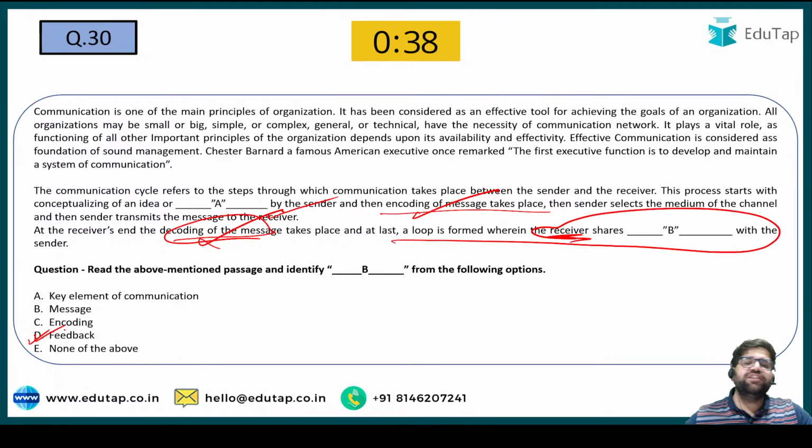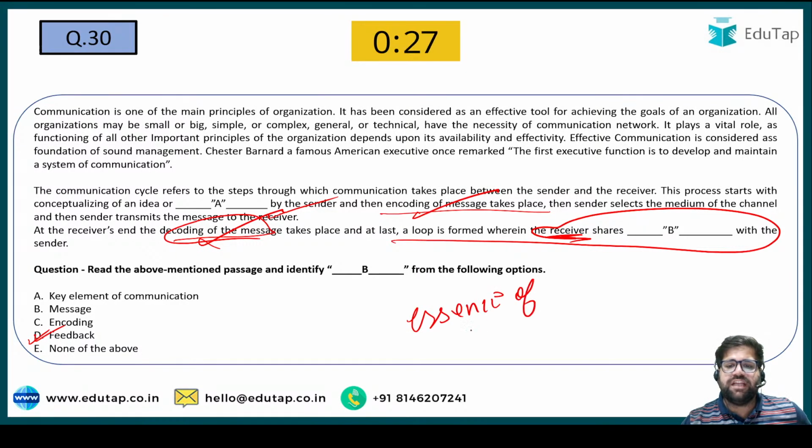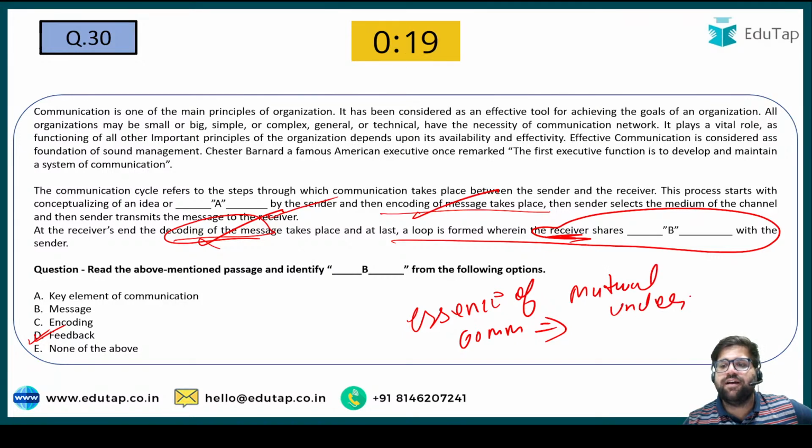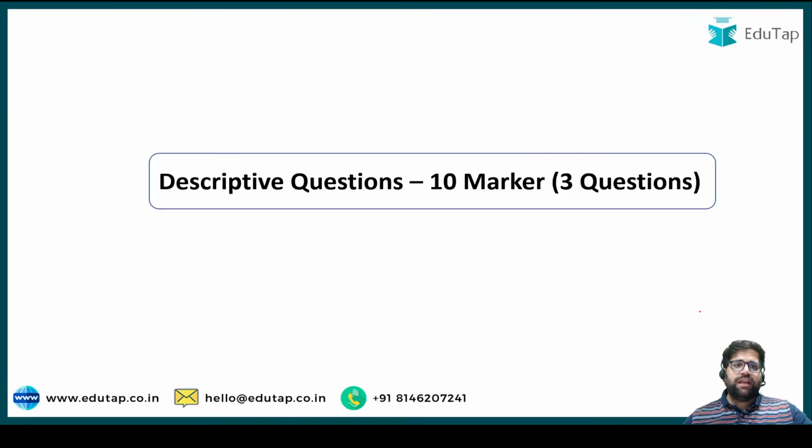Now here the receiver will share the feedback with the sender and convey that yes, your message has been received by me, and the overall mutual understanding. Remember, the essence of communication is not just transmission of ideas. The essence of communication is mutual understanding. What is mutual understanding? That the sender as well as the receiver are standing on the same level of understanding. As simple as that. Okay, so this was the overall objective analysis, I would say.